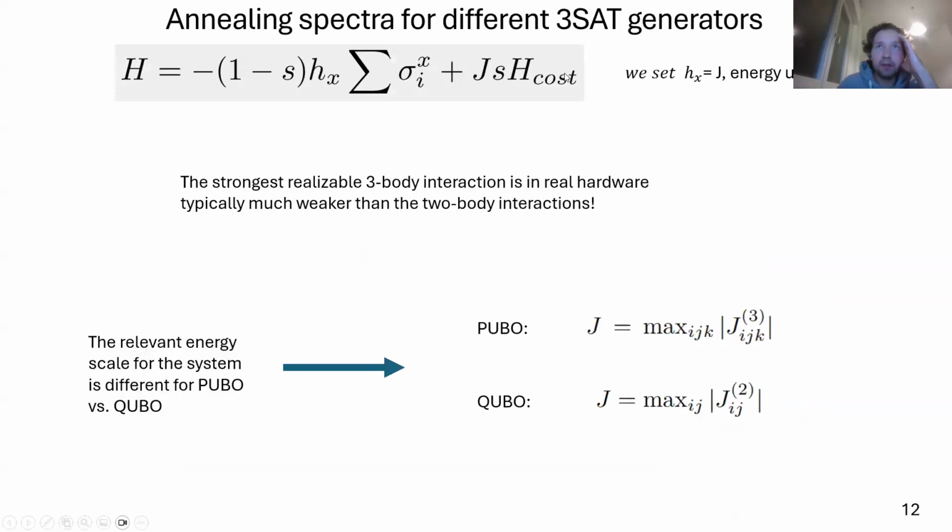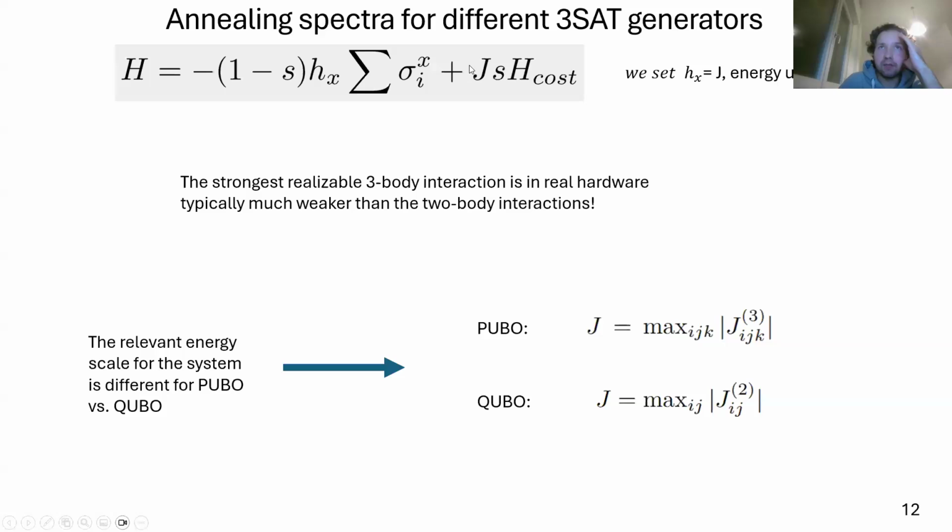Okay, and then one important thing that we have to keep in mind: if we look at an annealing schedule here at the top, the left term is the driving Hamiltonian with the usual choice of sigma x, and the right one is the cost Hamiltonian encoding our solution. And we have a scaling of the cost Hamiltonian in units of J, and the driving Hamiltonian in units of Hx. So then we usually set for our numerics Hx equal to J. I will later also discuss this in a bit more detail.